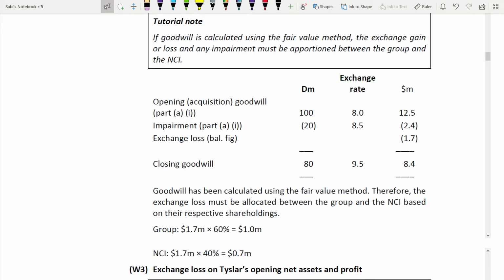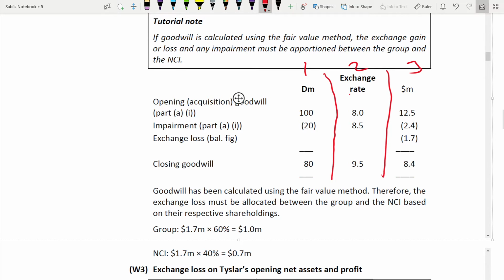What is the pro forma? If you see, there are three columns. So make it into three columns. First is the currency you have, second the exchange rate, and third the currency which you want it to be converted into. Here you want the dinar to be converted into dollar, so dinar, exchange rate and the dollar, and the exchange rate has to be written next to it so that we know which exchange rate has been applied. And this is also, if you see, in dinar DM and this is in dollar million.